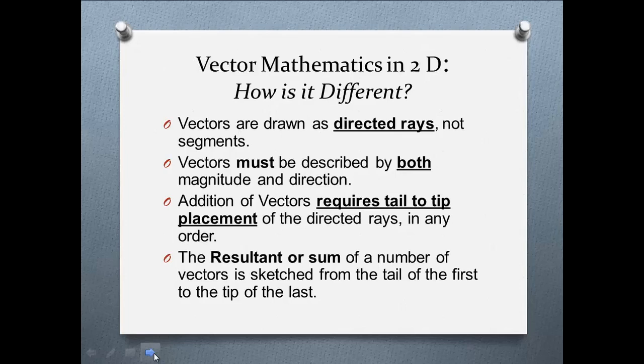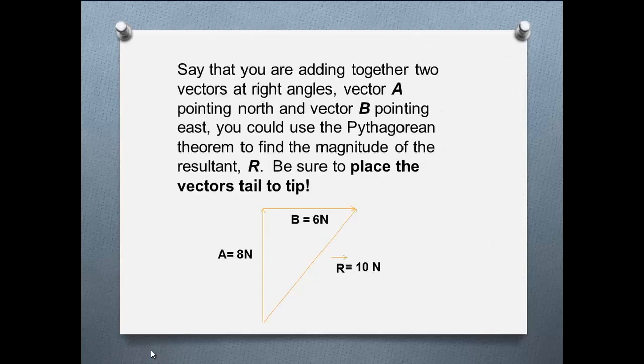The resultant, or sum of a number of vectors, is then sketched from the tail of the first to the tip of the last. So that's going to be a very important process, tail to tip placement. Say that you're adding together 2 vectors at right angles. Vector A points north and vector B points east. You can use the Pythagorean theorem to find the magnitude of the resultant after you've placed the vectors tail to tip.